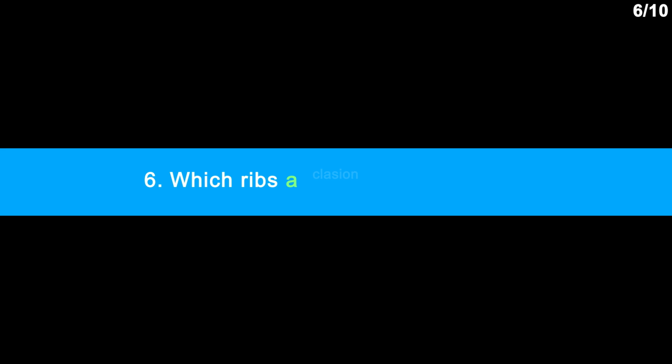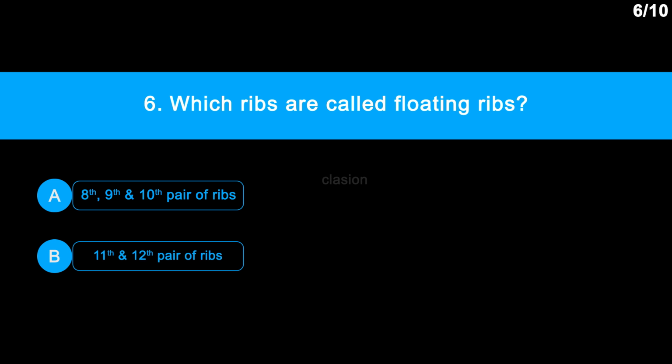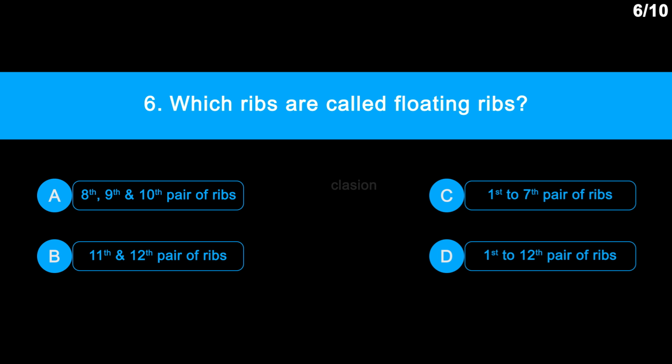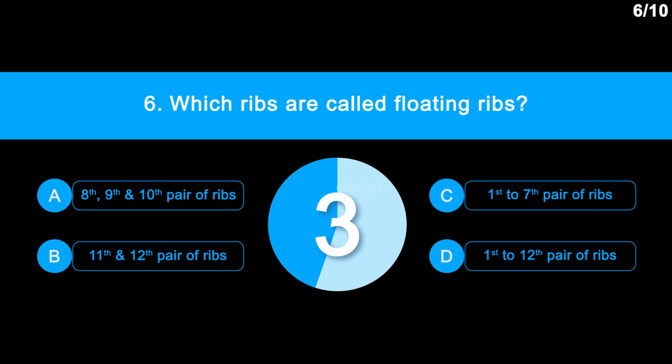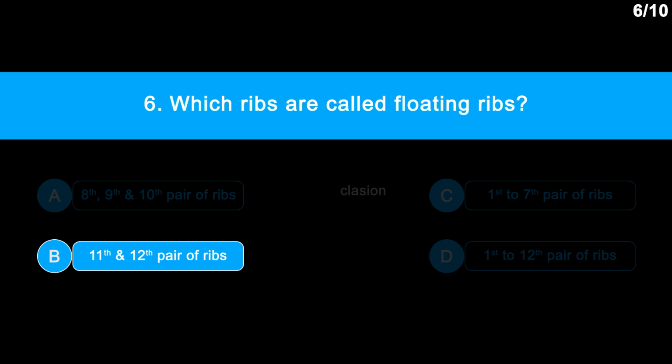Question number 6. Which ribs are called floating ribs? Option A, 8th and 10th pair of ribs. Option B, 11th and 12th pair of ribs. Option C, 1st to 7th pair of ribs. Option D, 1st to 12th pair of ribs. The correct answer is option B, 11th and 12th pair of ribs.